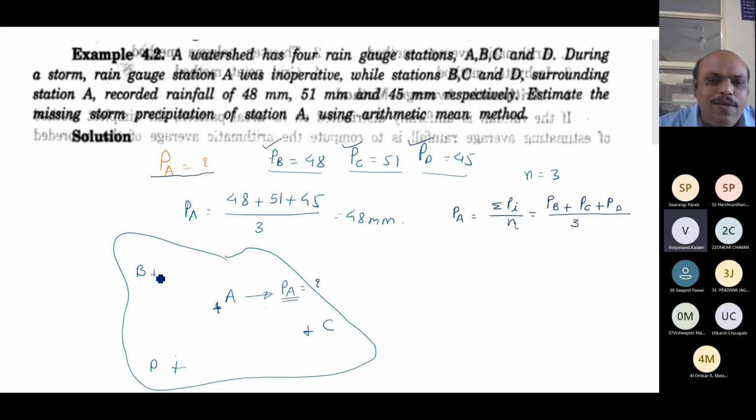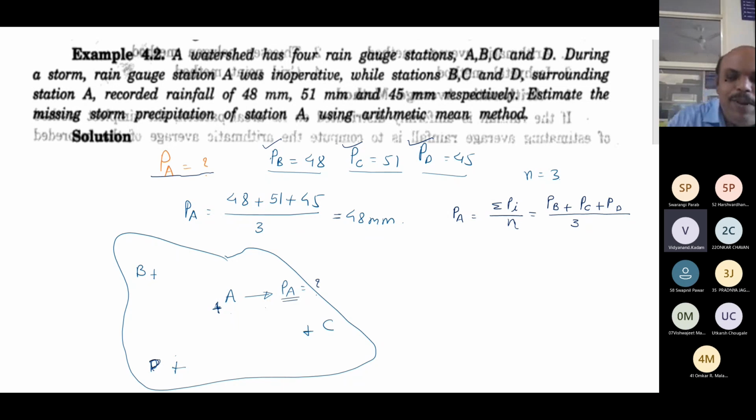there are surrounding stations B, C, and D. Okay, these are the 3 stations for which values are known. From that we have to find out PA. So if we put the values in the formula, PA is equal to 48 plus 51 plus 45 upon 3, hence answer is 48 mm.